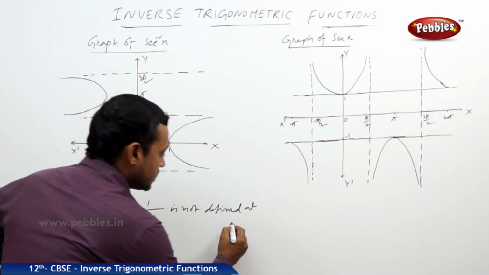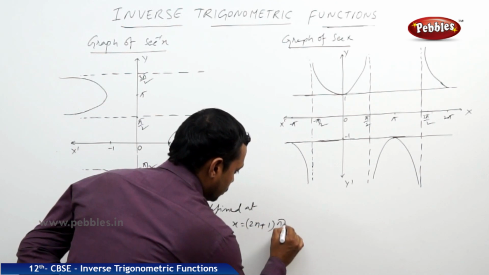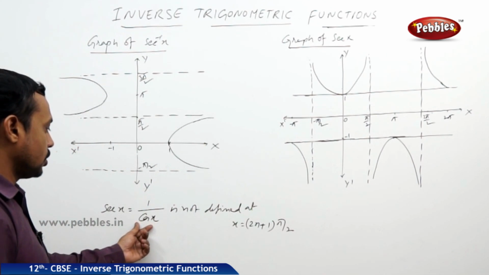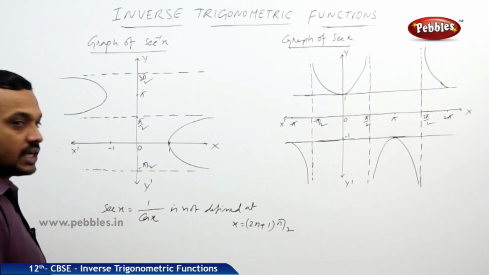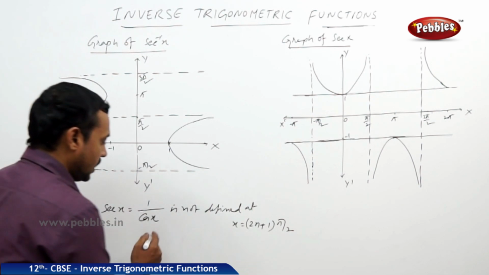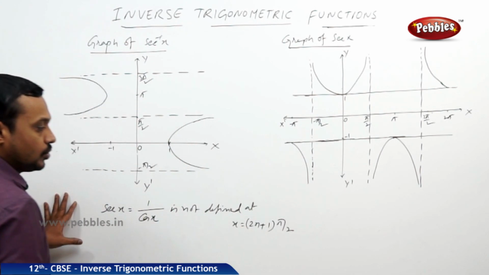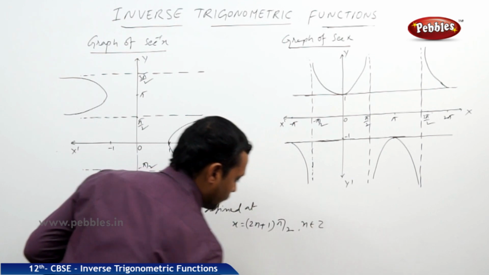at x equal to (2n plus 1) pi by 2, the general solution of cos x equal to 0. When cos x is equal to 0, then 1 by cos x does not exist, and that means the secant x function does not exist. So 1 by cos x is not defined at x equal to (2n plus 1) pi by 2, wherein n belongs to Z, the set of integers.